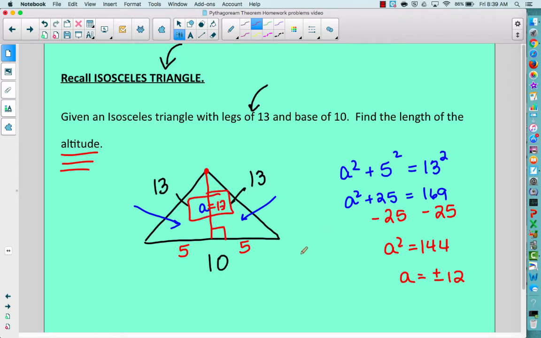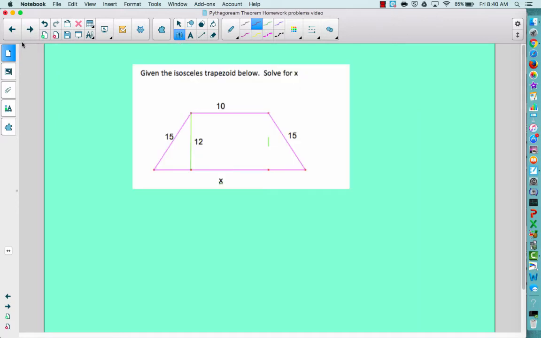Now you might notice this triangle had whole number answers: 5, 12, and 13. So I'd like you to go back to your notes and the examples we did in class and see if you find any others that had those same exact side lengths. All right, and I'll go over that in class.